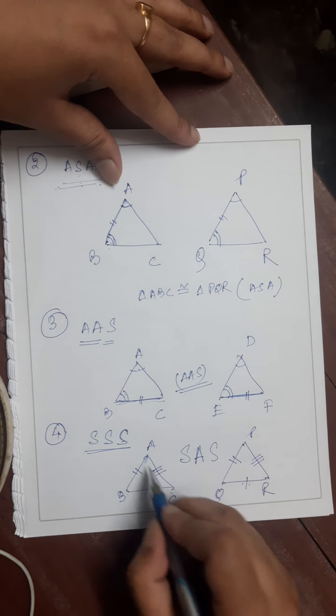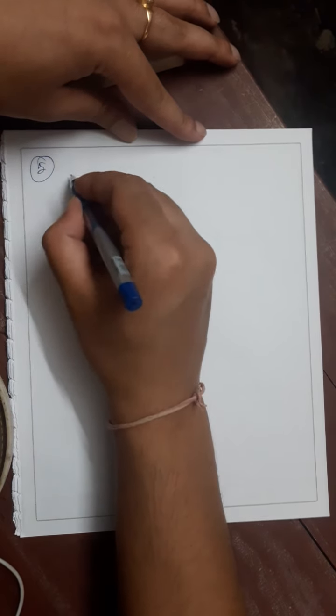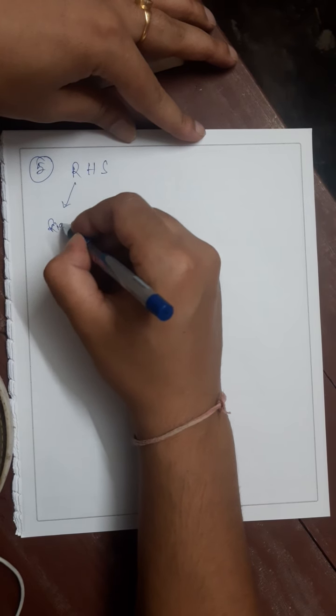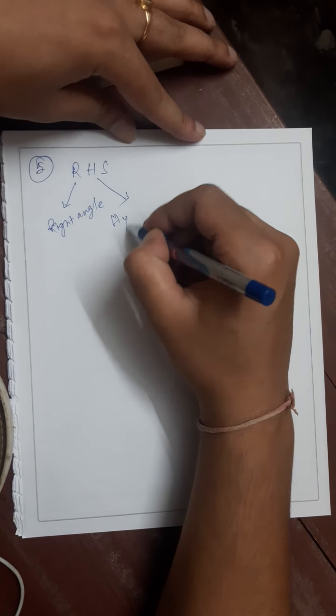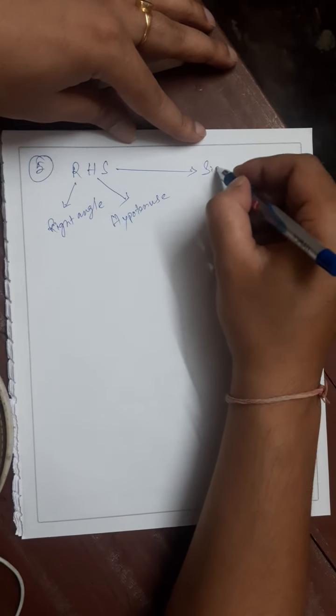Okay, all the three sides are equal to the corresponding three sides of the other triangle. The last type of congruency is RHS. R stands for right angle, H stands for hypotenuse, and S stands for side.